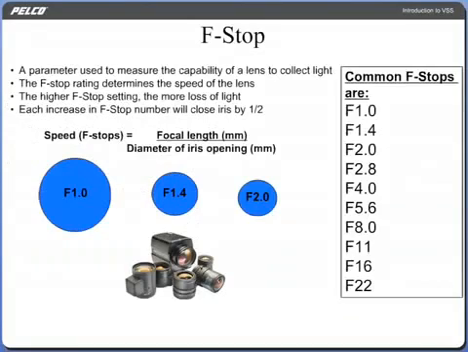An f-stop is a parameter used to measure the capability of a lens to collect light. The f-stop rating determines the speed of the lens. The higher the f-stop setting, the more loss of light. Each increase in the f-stop number will close the iris by 1/2, thus decreasing the amount of light reaching the camera's sensor by a factor of 50%.